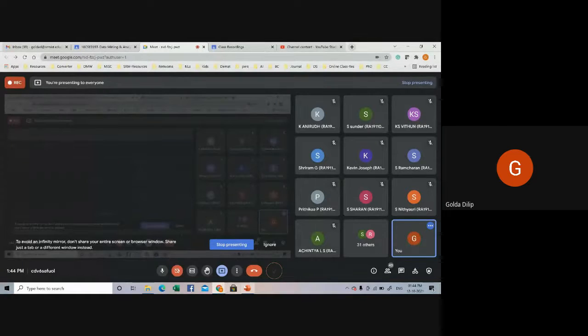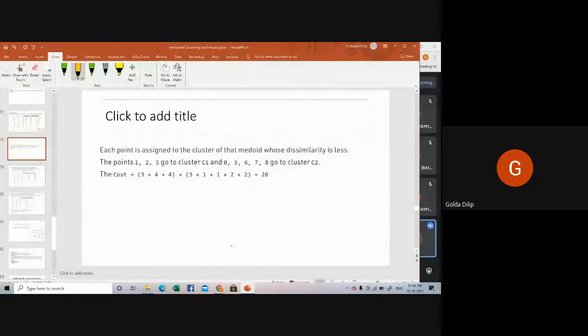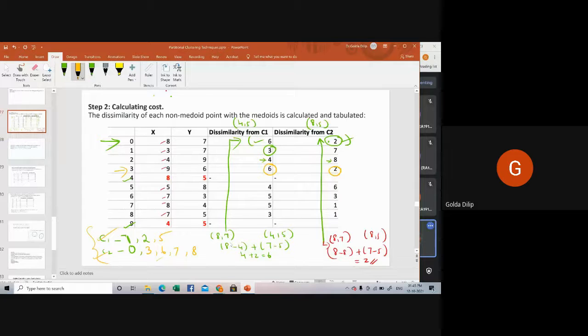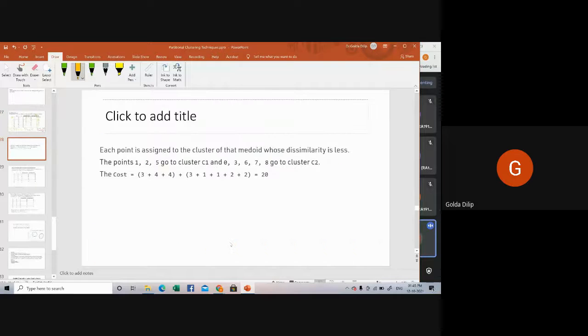Sorry. Okay, so the cost associated with them. You add the cost associated with each of them, with 1, 2, and 5, similarly 0, 3, 6, and 7. So you add the cost, you get the value as 20. Okay, that's the second step.